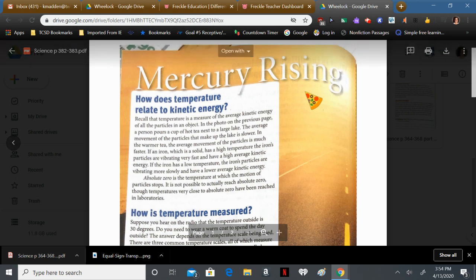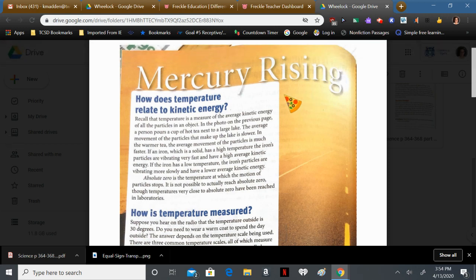Mercury rising. How does temperature relate to kinetic energy? Recall that temperature is a measure of the average kinetic energy of all the particles in an object. In the photo on the previous page, a person pours a cup of hot tea next to a large lake. The average movement of the particles that make up the lake is slower. In the warmer tea, the average movement of the particles is much faster.